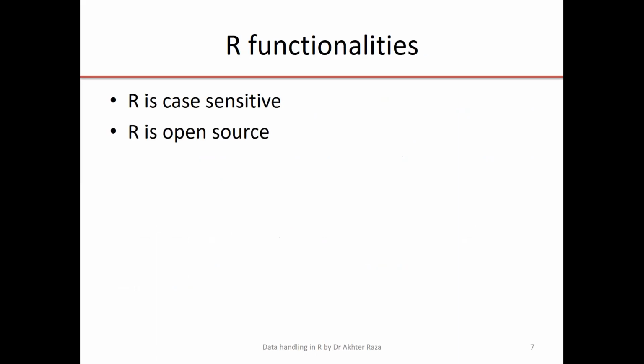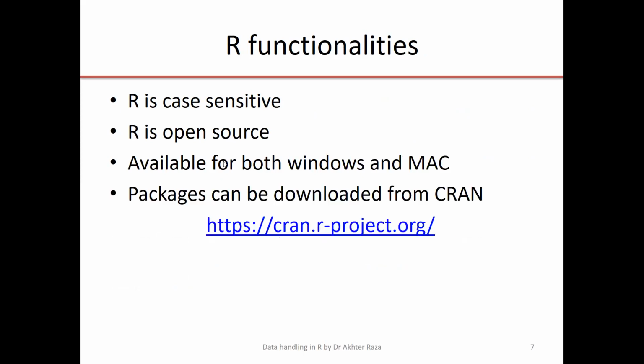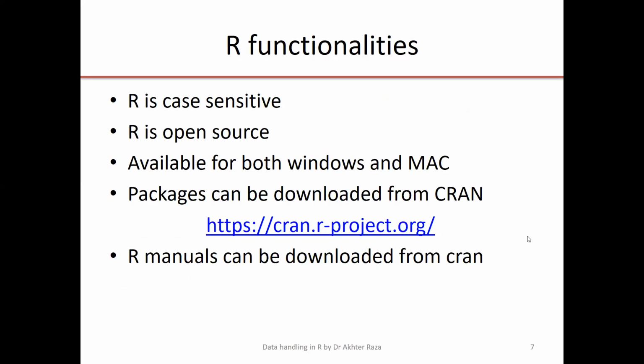R is case sensitive. R is open source, meaning you can download it free of cost, and the code is also available for both Windows and Mac. It can be downloaded from the CRAN website. CRAN is a platform where R is available, and you can download all of the libraries and all of the core part from this website. R manuals can also be downloaded. R can be installed using a USB, so there is no need for a system installation on your computer.